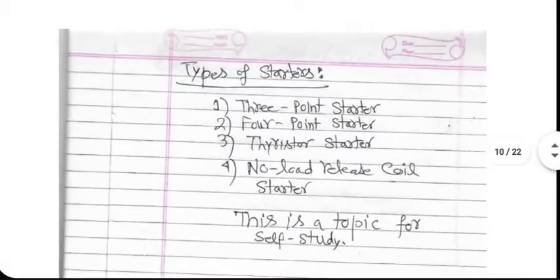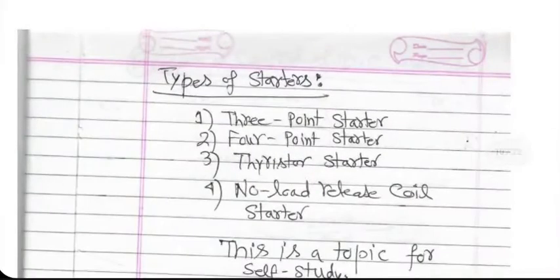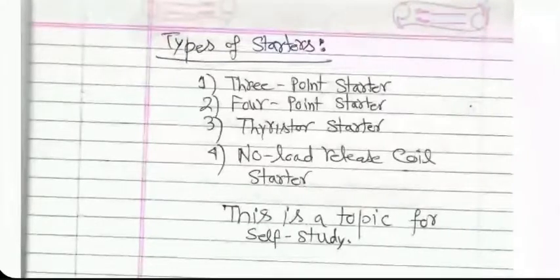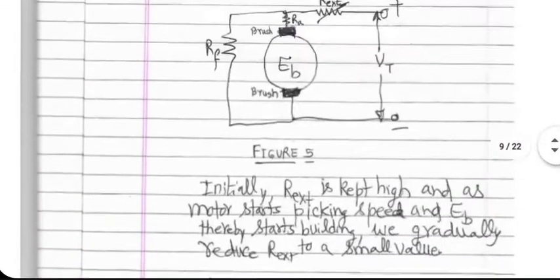Now, there is a large variety of starters available in the market. Right now, I'm not going to go deeper into each one of them, but at least be aware of the names: 3-point starter, 4-point starter, thyristor starter, which is the electronic starter actually, and no load release coil starter. If time permits, I'll discuss all this by showing you the circuit diagrams for each case. Essentially, point means how many terminals are coming out from the starter, 3, 4, or something else. But the basic idea remains unchanged in all of them.